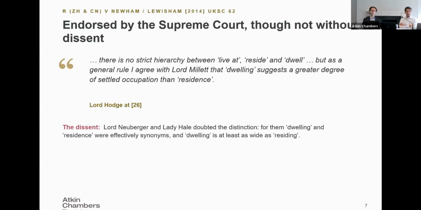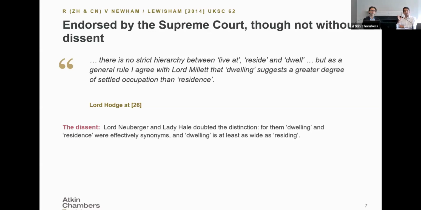So this point about the degree of settled occupation is a point that can be applied in the context of the DPA. If you think about a sliding scale with a hotel where people might stay for a couple of days or potentially weeks, student accommodation where students will be there for months in term time education, care home residents who may be there for a number of years.